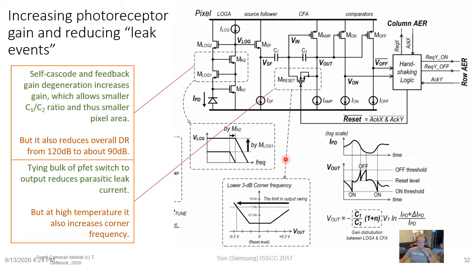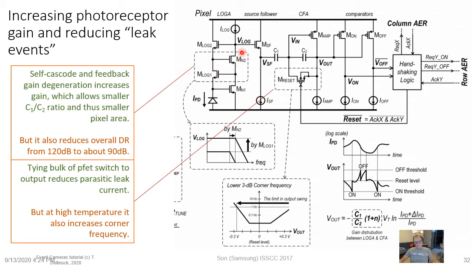Now, one paper that did disclose some interesting things is the Samsung paper from ISSCC 2017. I won't go through all the details of this pixel, but you see that they actually supply the pixel at the transistor level, at least up to the point that they show the handshaking logic. And this sensor featured the group readout scheme. And the cool thing about this pixel is that they incorporated a self-cascode and feedback gain generation here, which increases the gain, which allows a smaller C1 over C2 ratio in a smaller pixel area. And you can see how that works if you look at the pixel here.